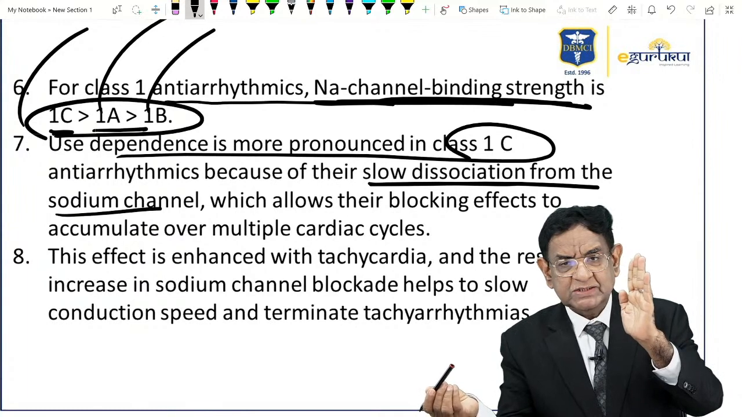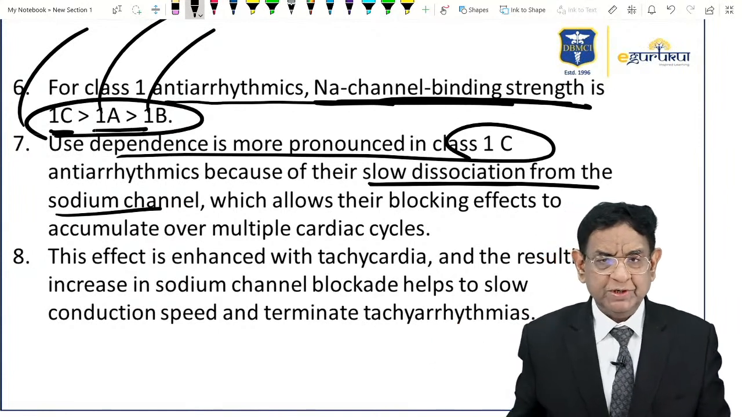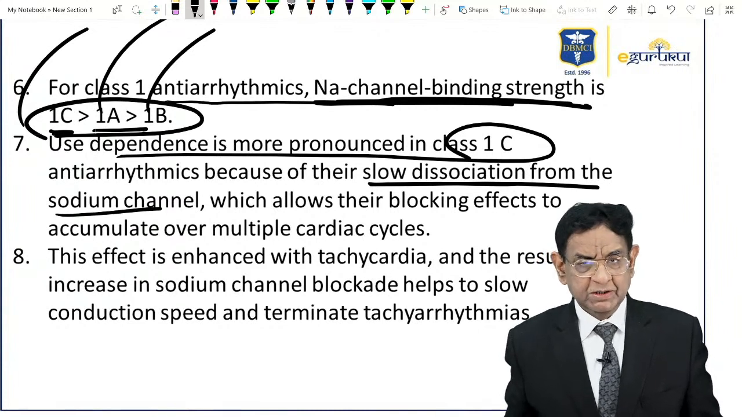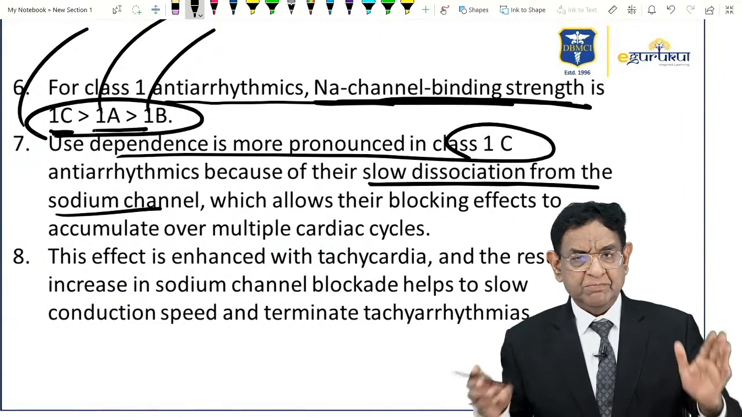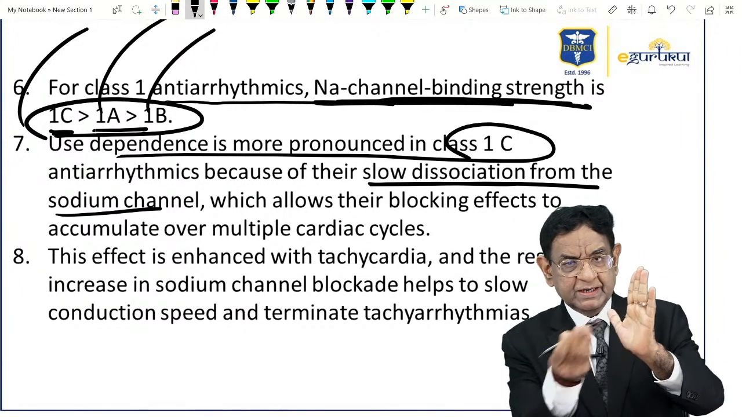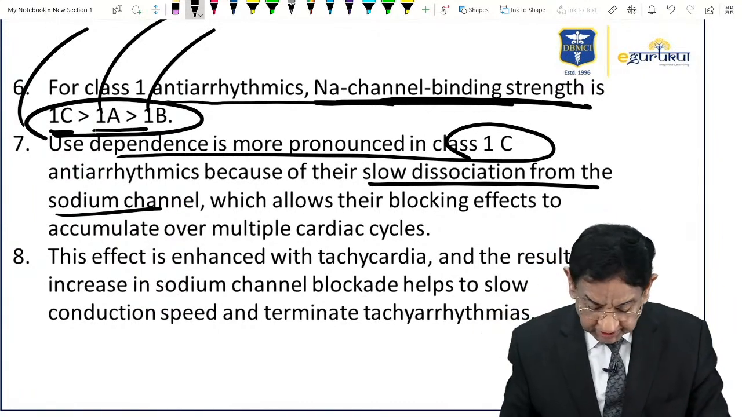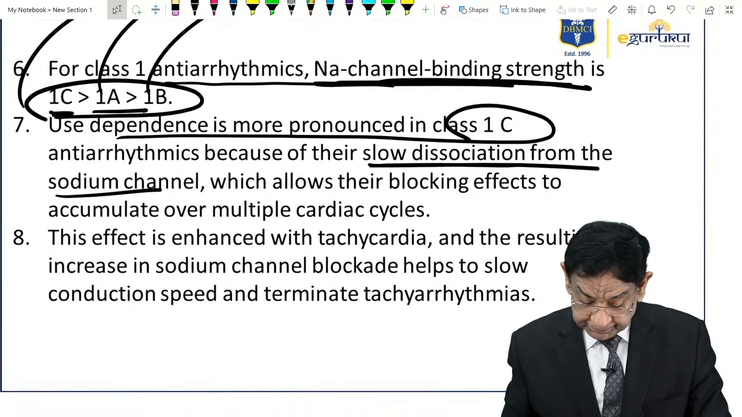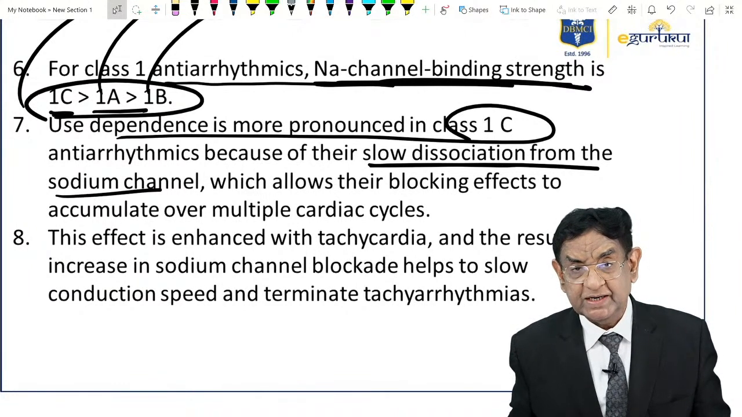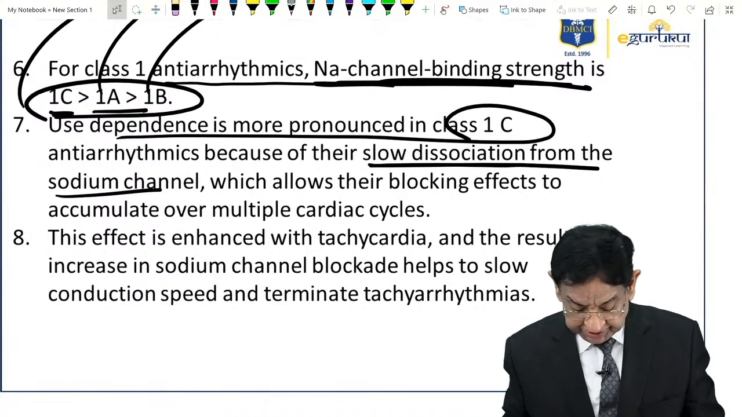Now we have class 1A, class 1B. What you notice is that the duration of attachment of the drug to the sodium channel was much more in class 1C, longer than class 1A and class 1B. This is the use dependence. Got it? Okay. So ultimately we understood why class 1C is very powerful, because they stay for a longer duration.